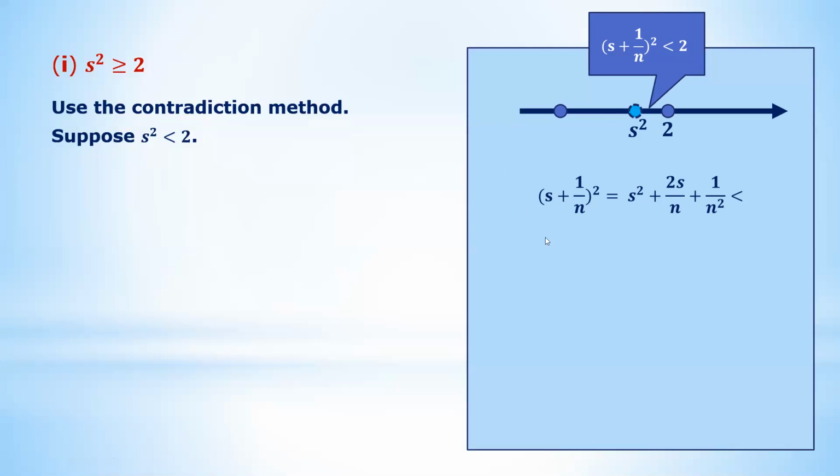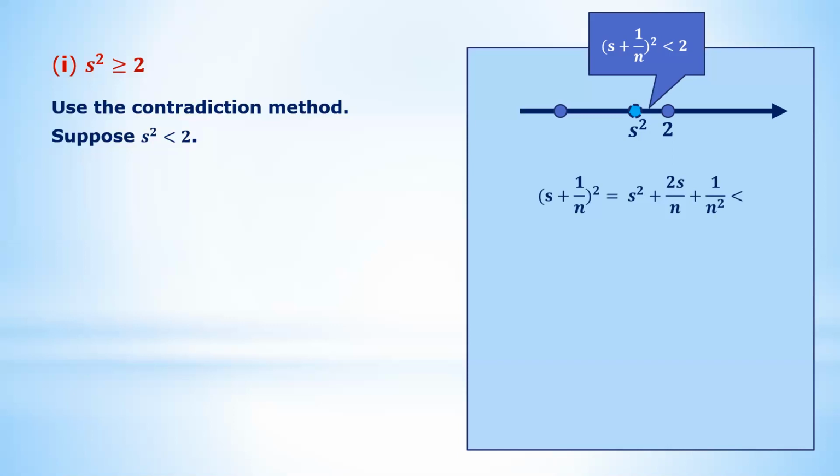Okay, so here we come down to trying to solve the inequality s squared plus 2s over n plus 1 over n squared is less than 2. It's difficult because it involves the n squared. This means that we're dealing with a quadratic inequality. So what we're trying to do is simplify this first. But really, we don't want to solve the whole inequality like this.